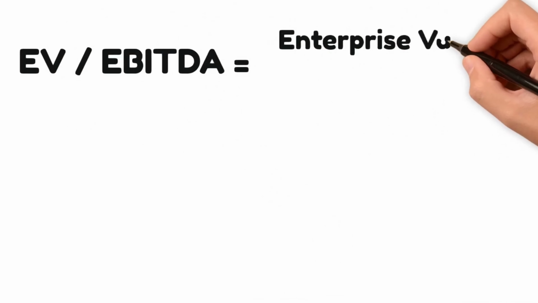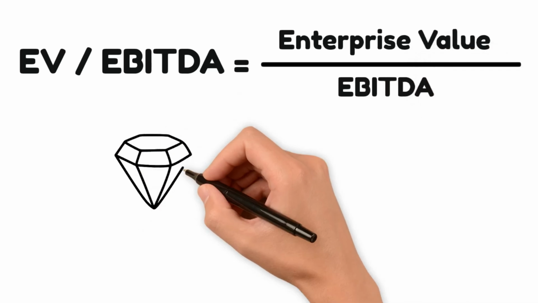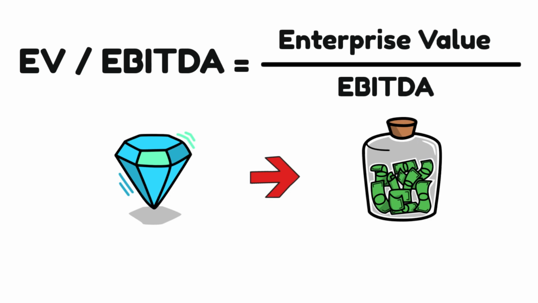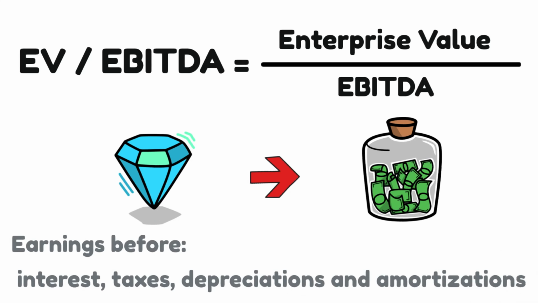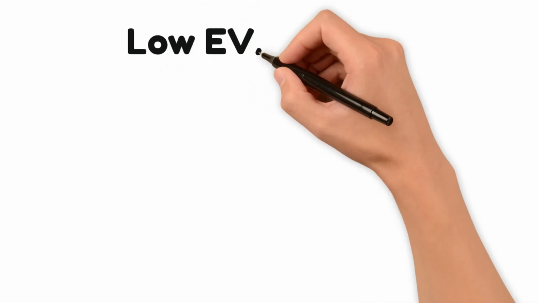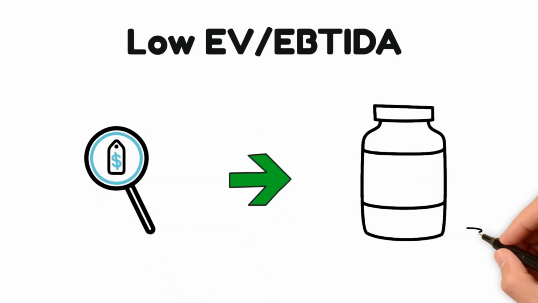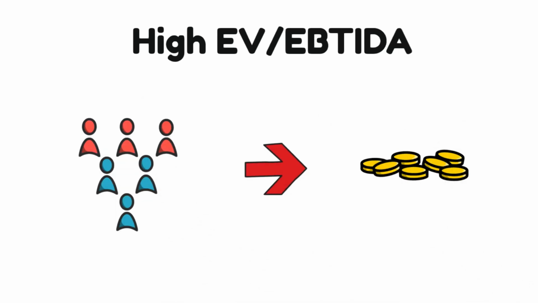Enterprise value to EBITDA is a popular financial ratio used by investors to assess the value of a company relative to its earnings. It compares a company's enterprise value to its EBITDA, which stands for earnings before interest, taxes, depreciation, and amortization. A lower ratio typically suggests that a company is undervalued, meaning you're getting more earnings for a lower price, whereas a higher ratio might indicate the company is overvalued.